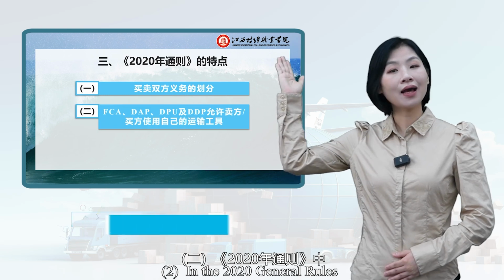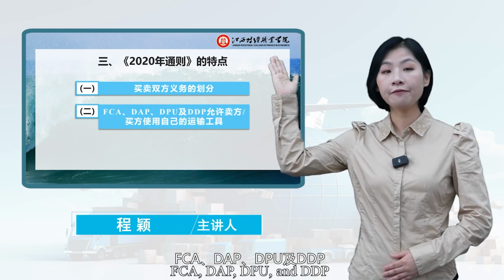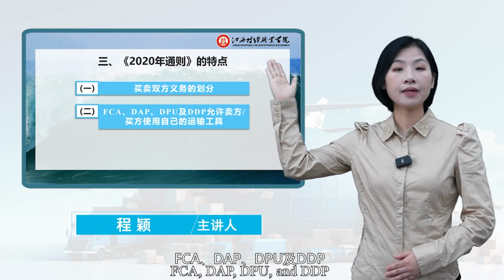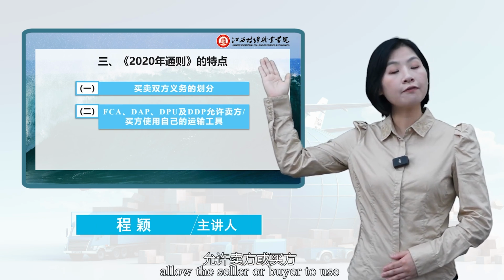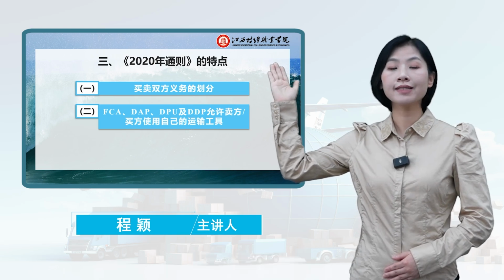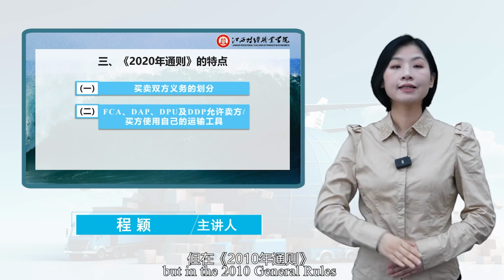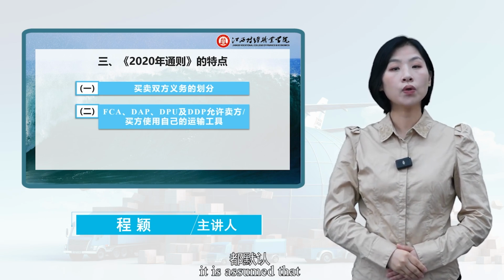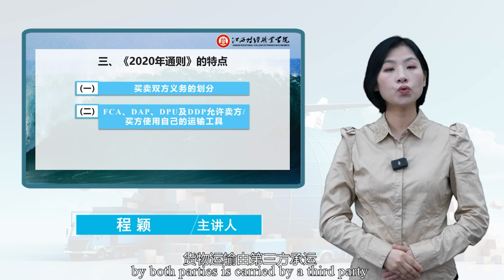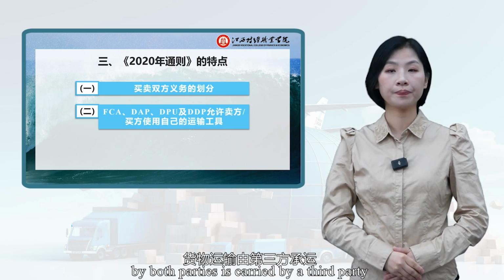Second, in the 2020 General Rules, FCA, DAP, DPU, and DDP allow the seller or buyer to use their own transportation vehicles, but in the 2010 General Rules and the previous versions, it is assumed that the transportation of goods by both parties is carried out by a third party.